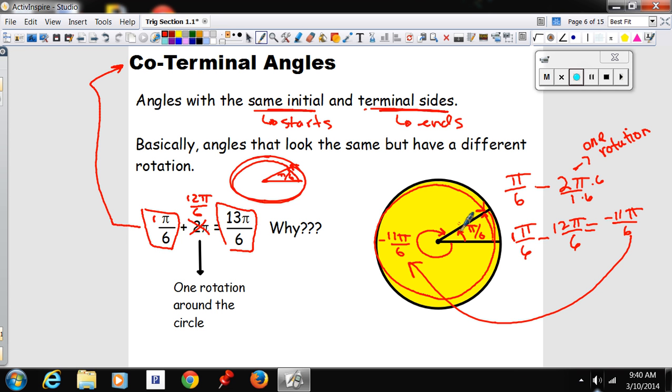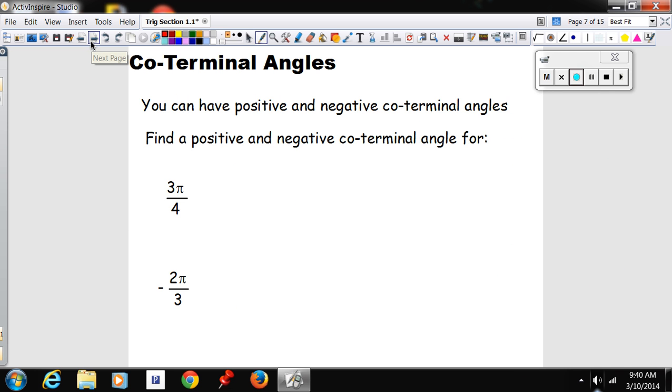I wanted to show you that you don't have to just get negative coterminal angles. You could also get positive coterminal angles just by adding another rotation to something. So you can get a negative one or you can get a positive one just by adding a rotation. Okay, let's look at the positive and negative. Find a positive and a negative coterminal angle for each one of these.